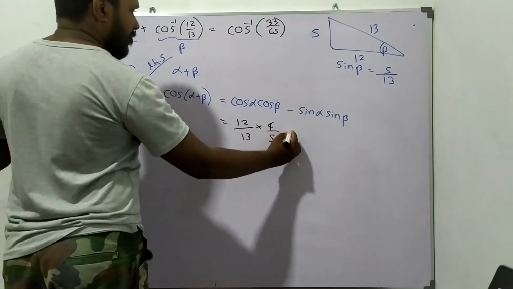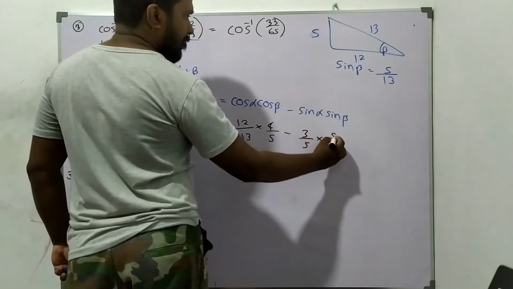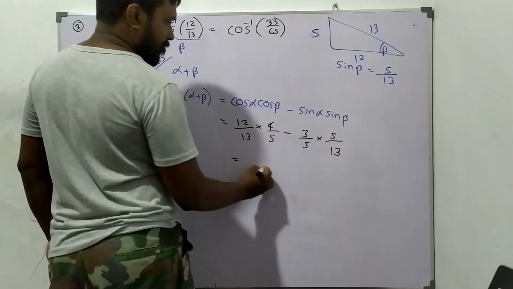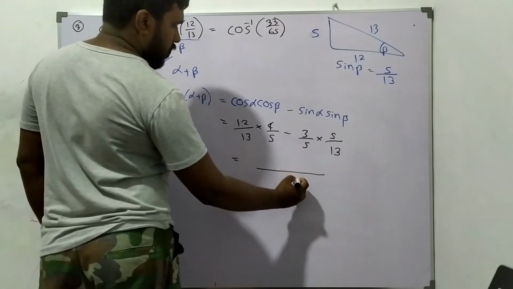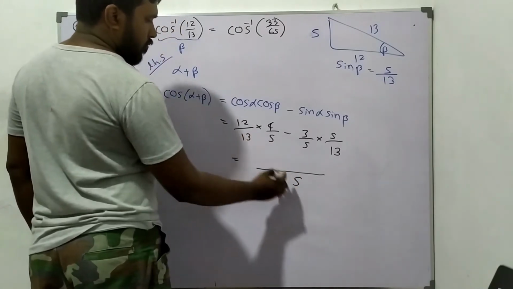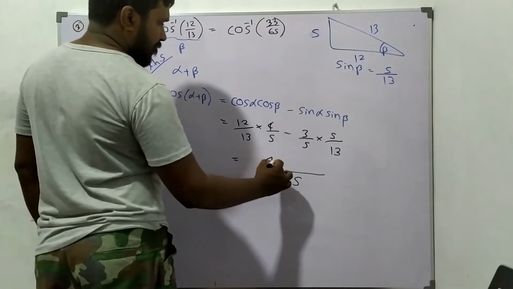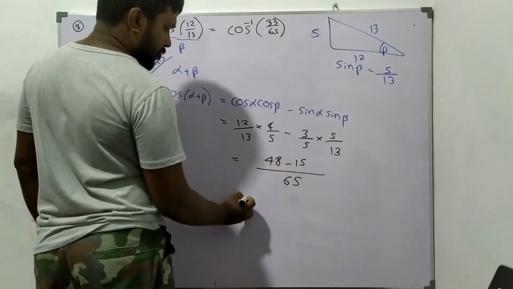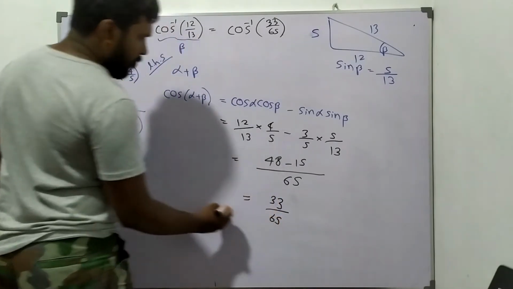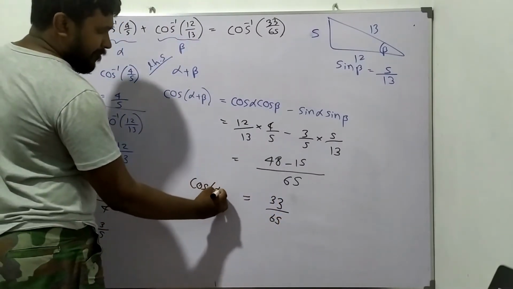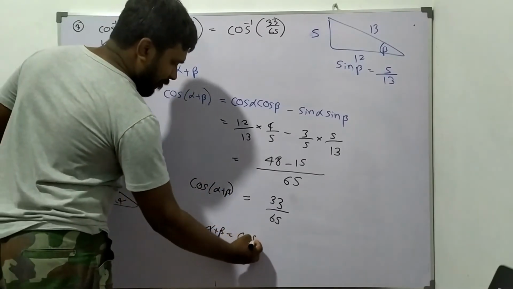It's 4 over 5 for beta. So this is 5 and 65. 48 minus 15. It's 33 over 65. So this is what we need. Alpha plus beta equals cos inverse 33 over 65.